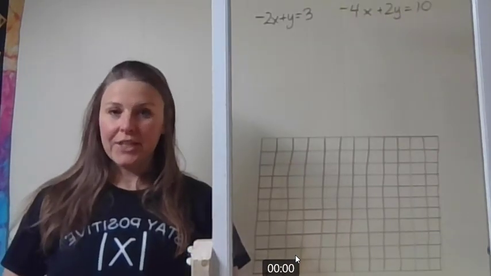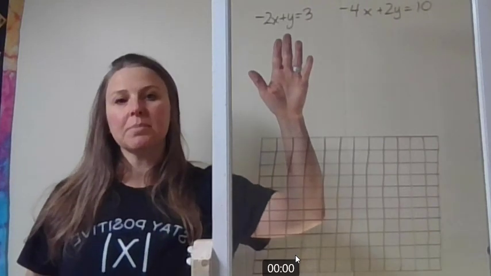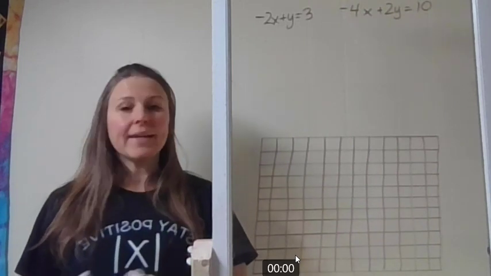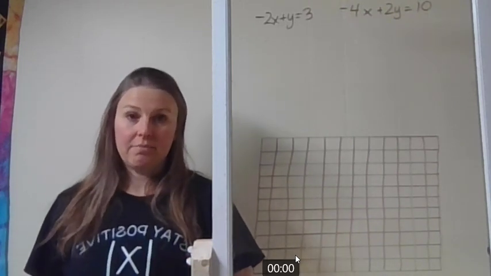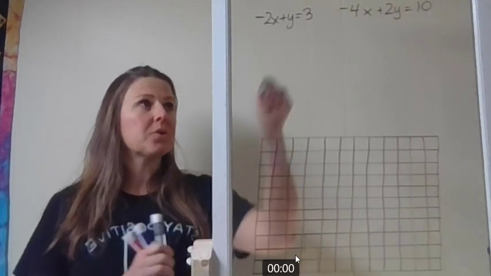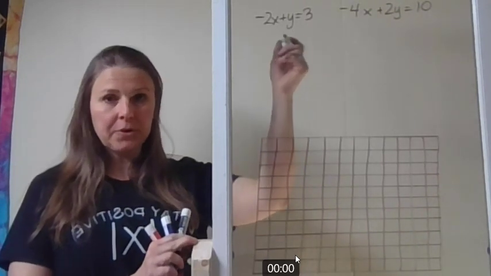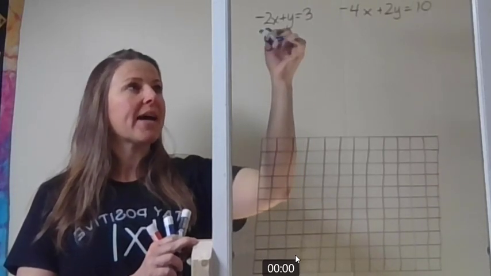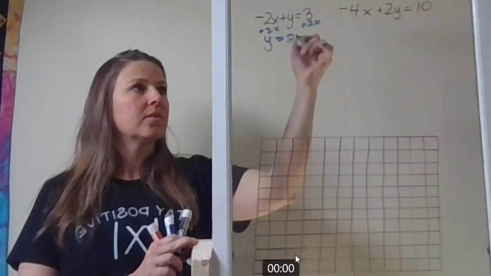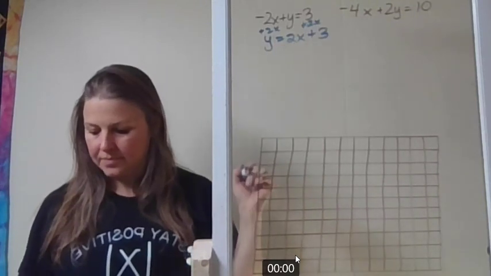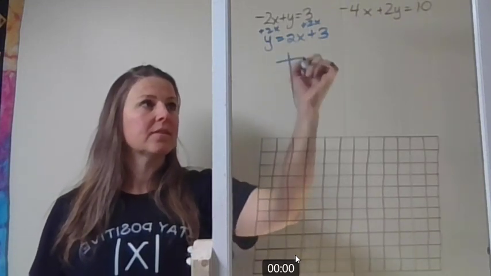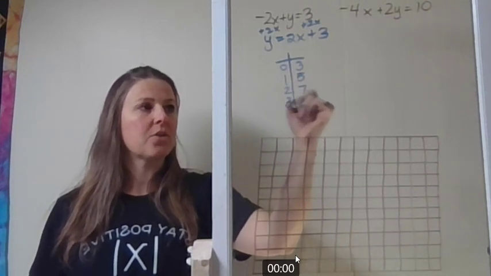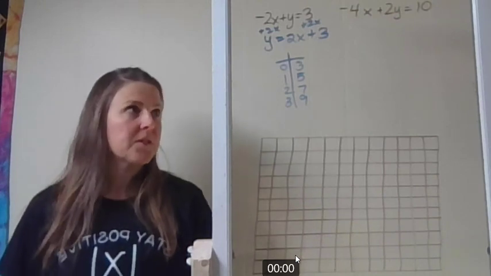The final linear system is going to be negative 2x plus y equals 3 and negative 4x plus 2y equals 10. So again, in order to graph these, you could solve the x and y intercept, or you could put this in y equals mx plus b form and solve that way. So y equals positive 2x, because you would add 2x to both sides, plus 3. So we can generate a table for that. 0 gives 3, 1 gives 5, 2 gives 7, 3 gives 9. Same as what we just did.